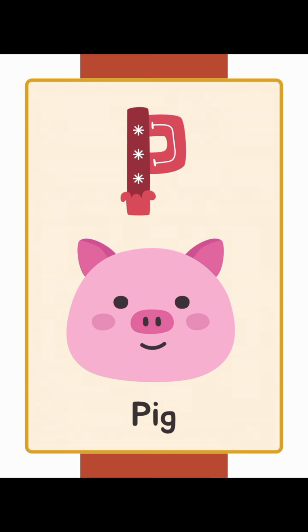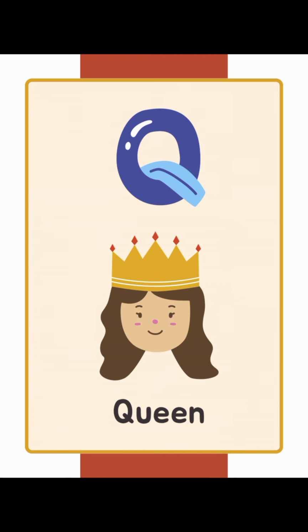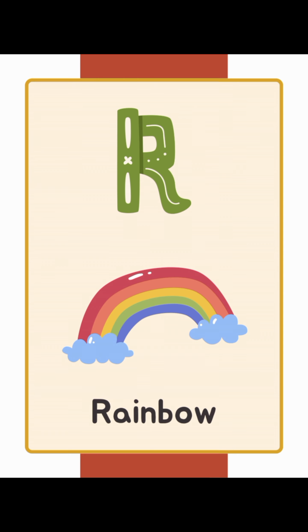P is for pig. Q is for queen. R is for rainbow.